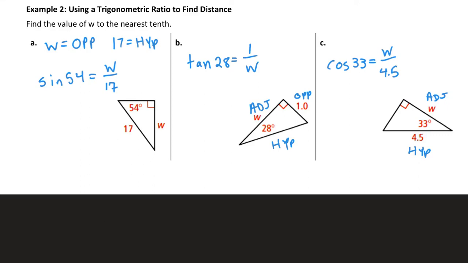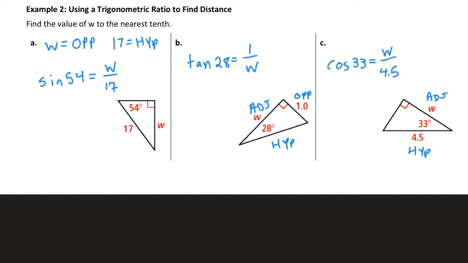Okay, so to continue on with what we started yesterday, we are going to solve these triangles, or solve for the parts of these triangles, so solve for the side lengths. Yesterday in our notes, we set up these equations. Today we're going to solve these equations. So to solve the equation, sine of 54 is equal to w over 17.